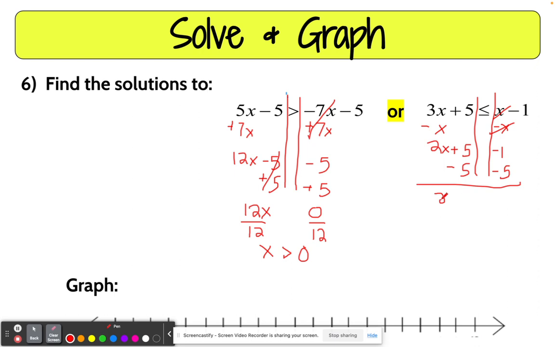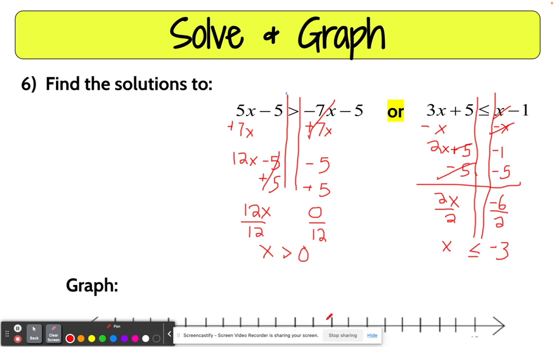2x. I don't know why I sometimes draw lines. I think it just helps me see them sometimes. This cancels out, and on the left side, I have -6. Last step, let's divide both sides by 2. I have x. Negative 6 divided by 2 is negative 3. I did not multiply or divide both sides by a negative number, so I don't flip. Bring my inequality down.